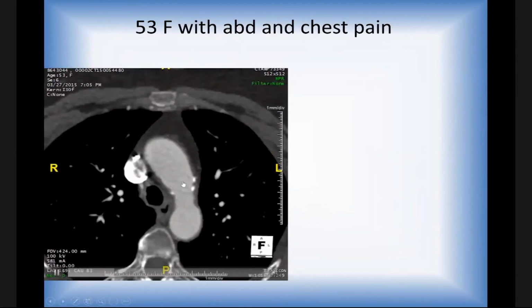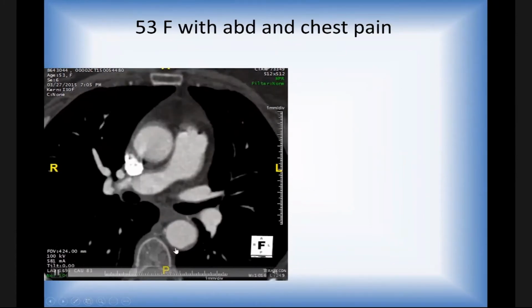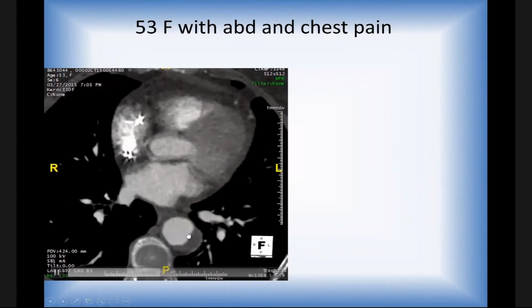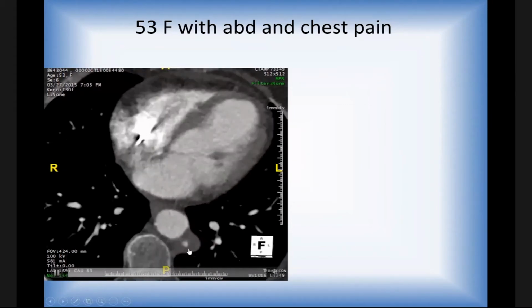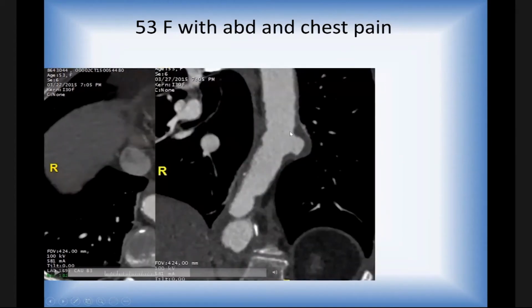And we are going down, follow this. It has a little bit of atherosclerotic disease here, a little bit of atherosclerotic disease here. Okay, now, this is the penetrating aortic ulcer. And we can look at that here.